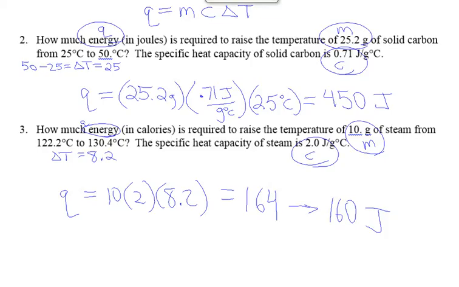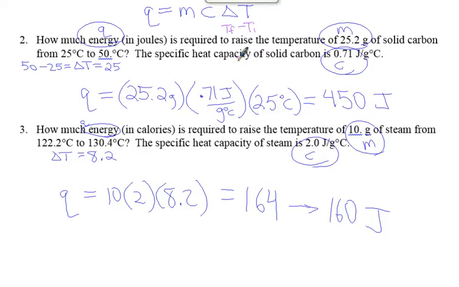Number 3, we're using the Q equals MCΔT equation. Q is energy, M is mass, C is the heat capacity or specific heat, and ΔT is the temperature change. The temperature change is always the final temperature minus the initial temperature. So in number 2, I've identified all the values. We have our Q, looking for it in joules. We have our mass. We have our temperature change. 50 minus 25 equals the ΔT of 25.